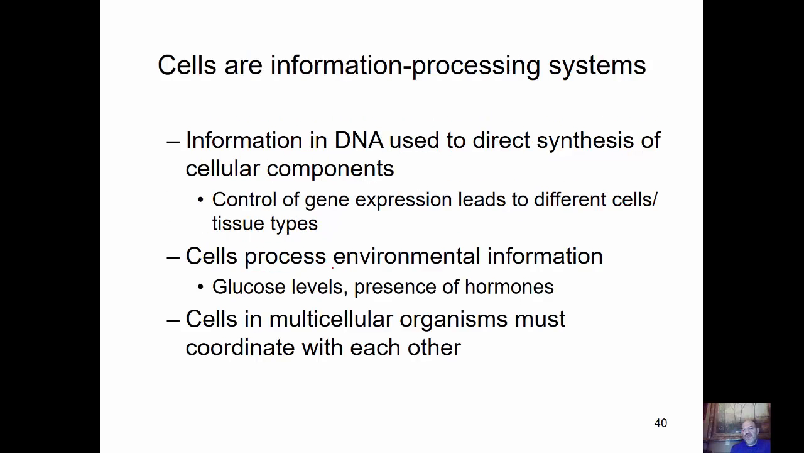Cells are going to be information processing systems. So information in DNA is going to be used to direct synthesis of cellular components. So there's information in DNA. And the way this information is used within a cell, we call that gene expression. Okay? We can control that. That can lead to the formation of different cell types and different tissues, especially within multicellular organisms.